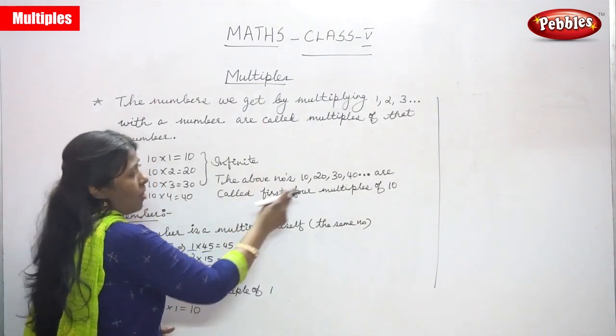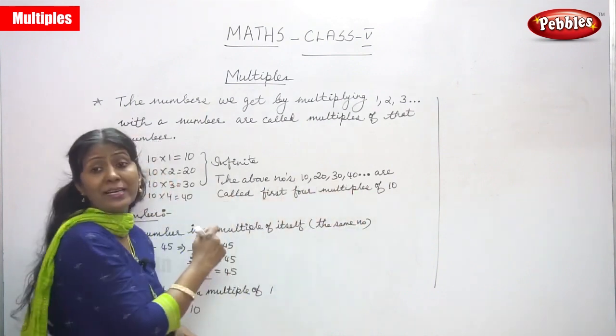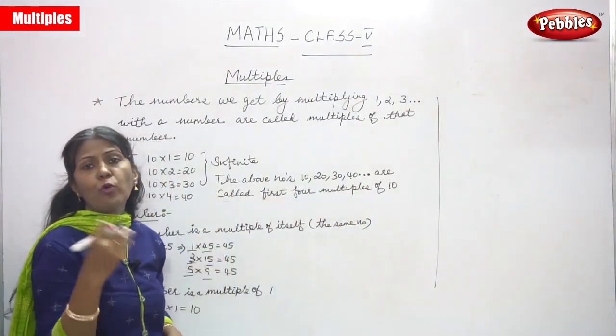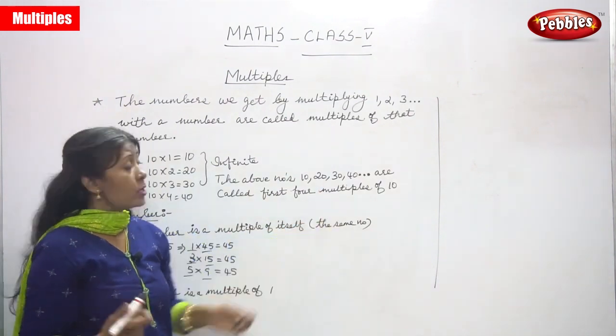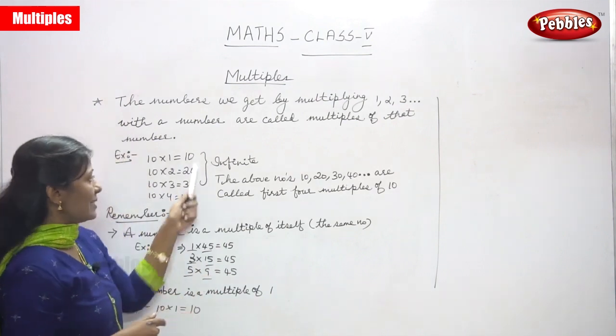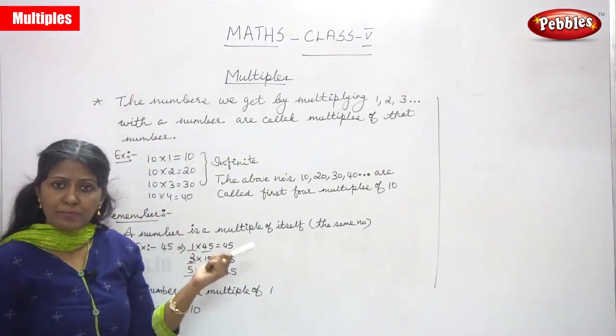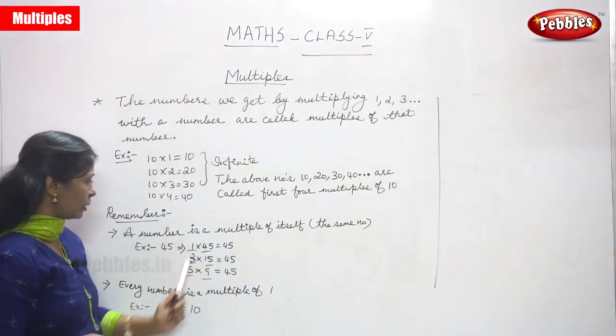These are the multiples of 10. If you need multiples of 10, you have to multiply by 1, 2, 3, 4, 5 and so on. The answer is 10, 20, 30, 40. So these are the multiples of 10. In this case, 10 is one of the multiples of 10. Remember the points to remember.